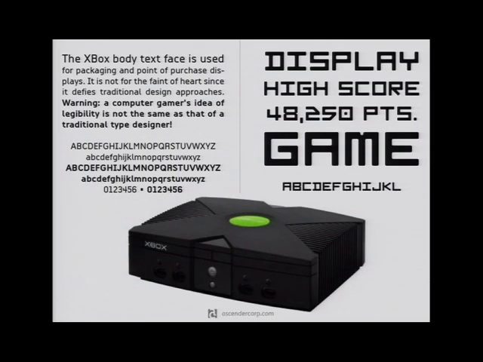And looking at it this way, you can sort of see that they're equally aggressive. It's a very literal sort of marriage of the industrial design and the type design.